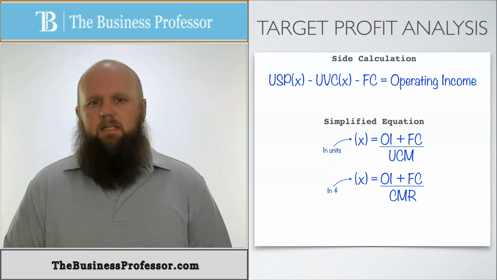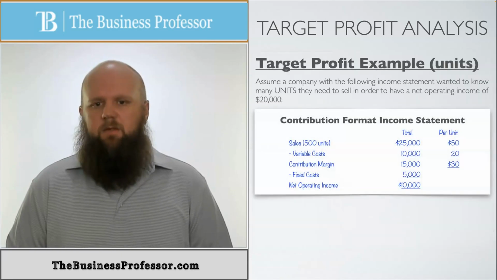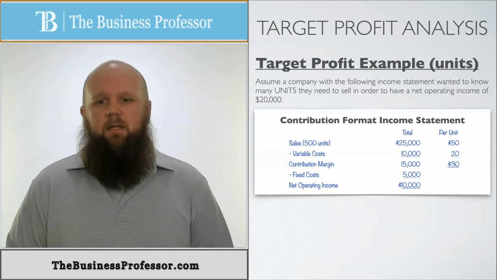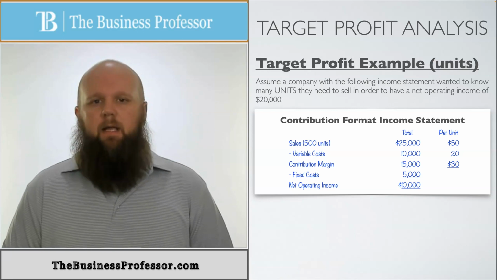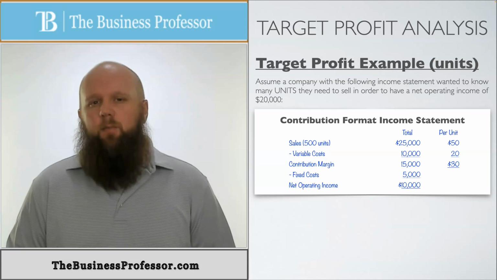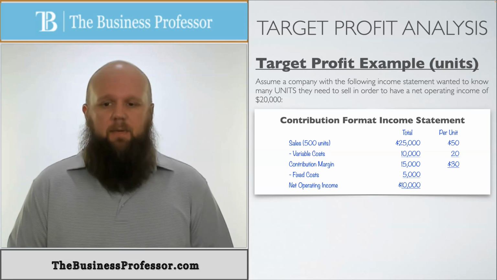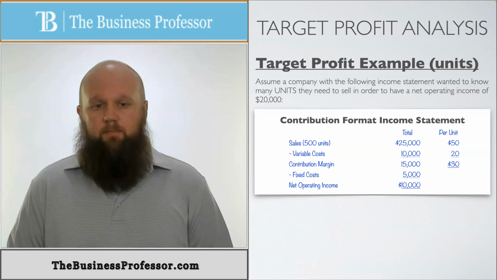So let's look at this in an example now. Let's assume that a company has the following statements and wants to know how many units they need to sell in order to have a net operating income of $20,000. Right now their net operating income is $10,000. Pretty much what they're saying is, how many do they have to sell in order for that number to be $20,000? Well, they're selling 500 to get 10,000, so naturally the number is expected to be higher than 500. So hopefully it will be.